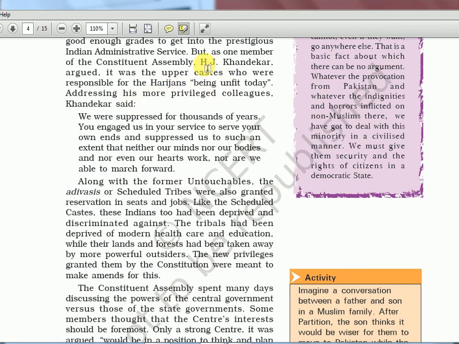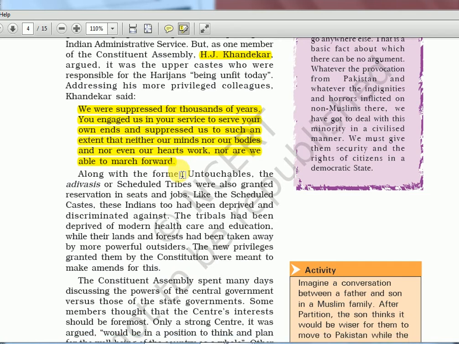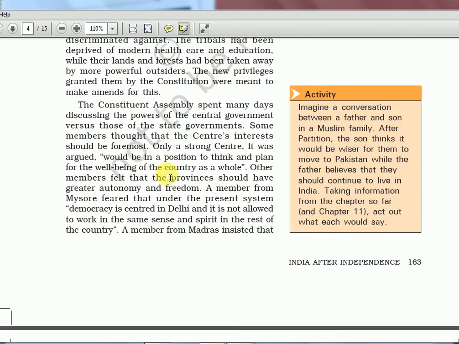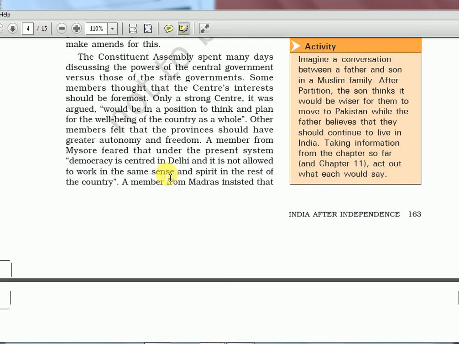Then again one person who advocated for the same cause was H.J. Khandekar. Okay, he said we were suppressed for thousands of years. So you engaged us in your service to serve your own ends and suppressed us to such an extent that neither our minds nor our bodies, not even our hearts work, nor are we able to march forward. So it's like we are totally suppressed because of you only. Okay. So like I told, along with them, scheduled tribes also got reservation later. So these are the important provisions in the beginning, you can say.